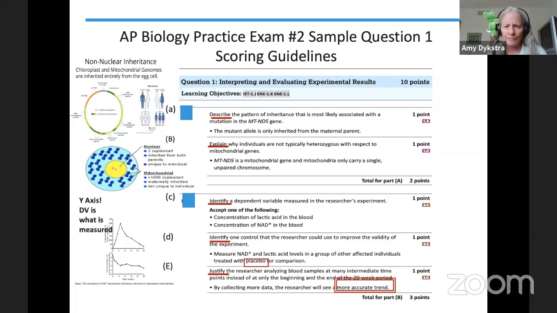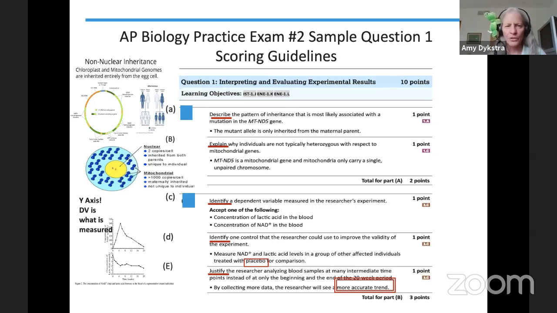Letter E, justify the researcher analyzing blood samples at many intermediate time points instead of only at the beginning and the end of the 20-week period. And so the answer to collecting more data points is that you're going to have more data. And so this will give you a more accurate trend. It gets you more of a picture of what's happening over the entire course of that experiment.